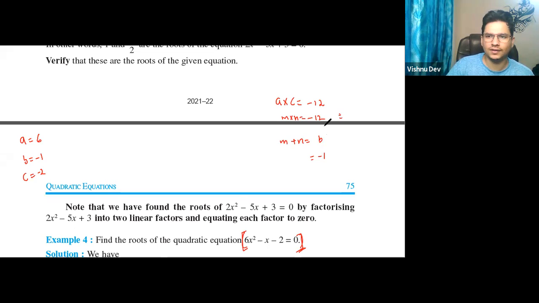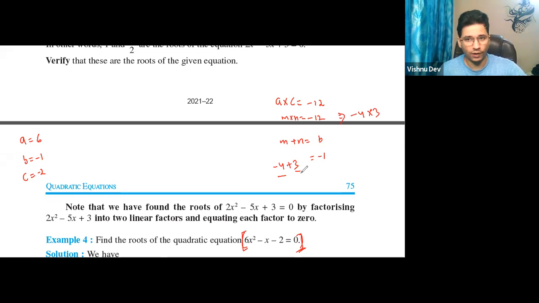So don't you think -12 can be written as -4 into 3? And this -4 plus 3 is equal to what? -1. Got it, Jia? Do you understand now? What we are doing? Tell me. Yes, no? Everyone, this is the step.